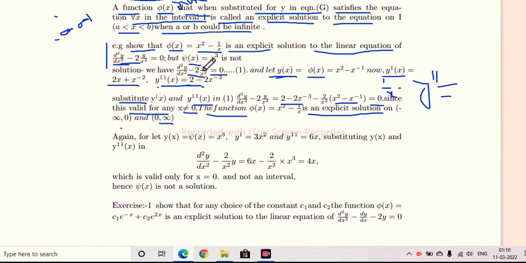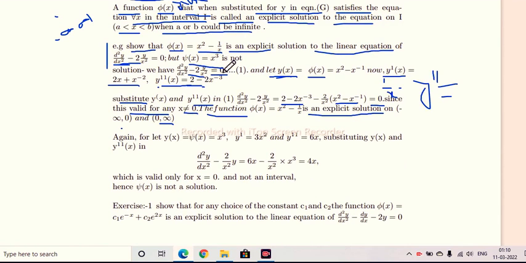For the second equation, sin x equal to x cube is not a solution. Now check it again. Let y(x) equal to x cube. Now differentiating with respect to x, we get 3x square, and again differentiating, we get y double dash (x) equal to 6x. Now substituting y(x) and y double dash in d square y by dx square minus 2 by x square times y.